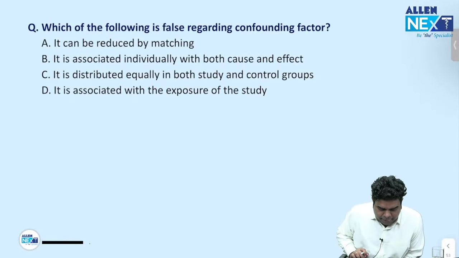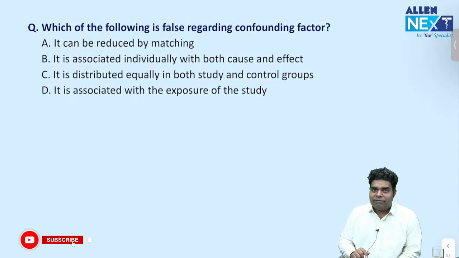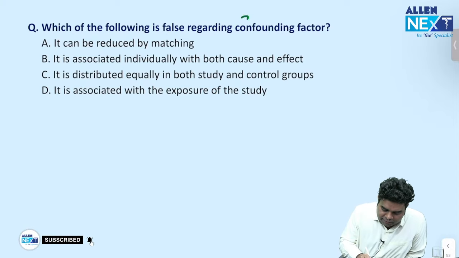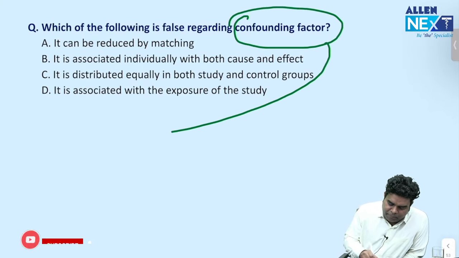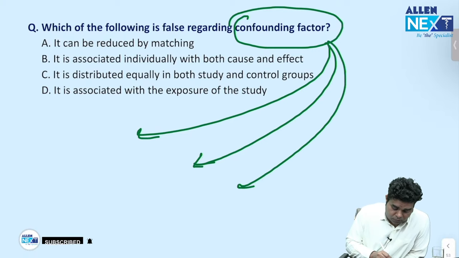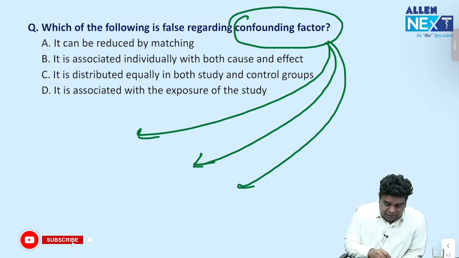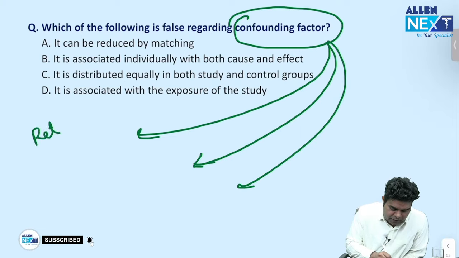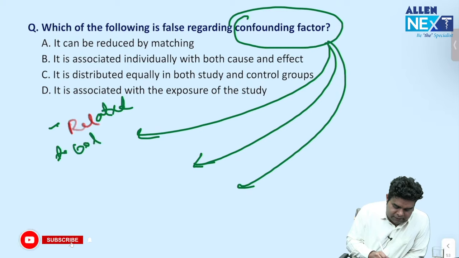Next question is, which of the following is false regarding confounding factor? For confounding factor, there are 3 parts which you have to know. One is that confounding factor is related to both exposure and outcome. It is not just related to one thing, it is related to both.